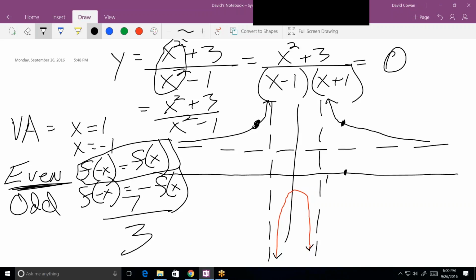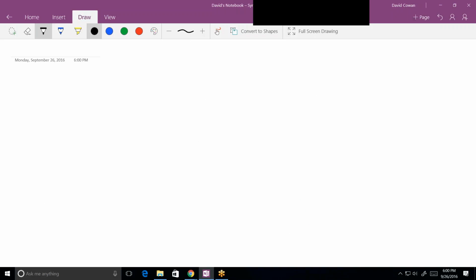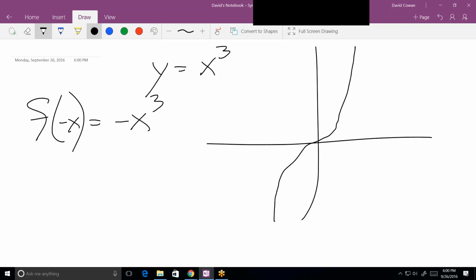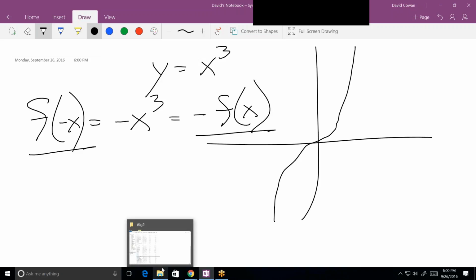Odd functions are not symmetrical with the x-axis, they're symmetrical with the origin. In other words, an odd function is this one right here. It has symmetry with the origin. And what symmetry with the origin means is if I flip it over the y and then flip it over the x, that's what I have. Well, this function here, f of minus x, ends up being minus x cubed, which is the same as minus f of x. So as long as f of minus x is equal to minus f of x, you have an odd function and you're going to be symmetrical with the origin.